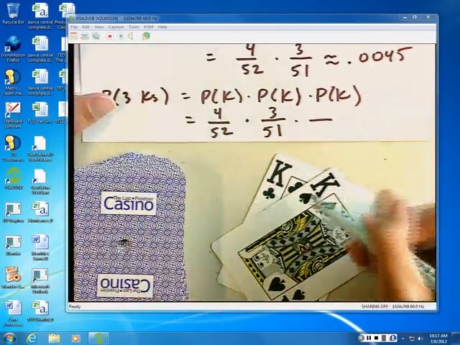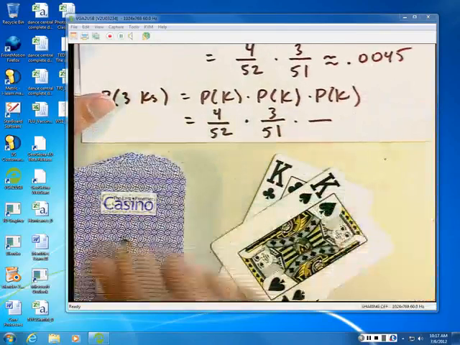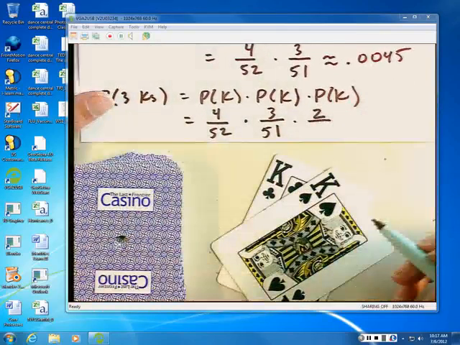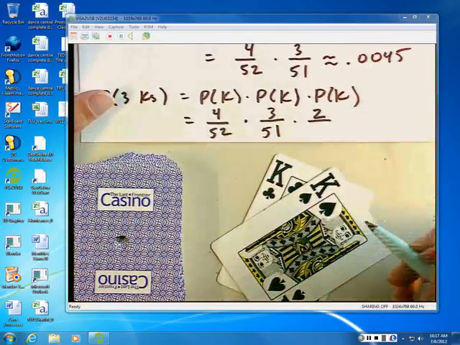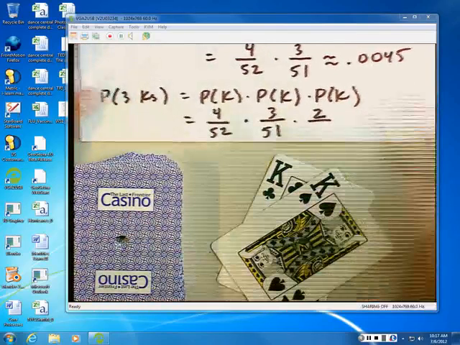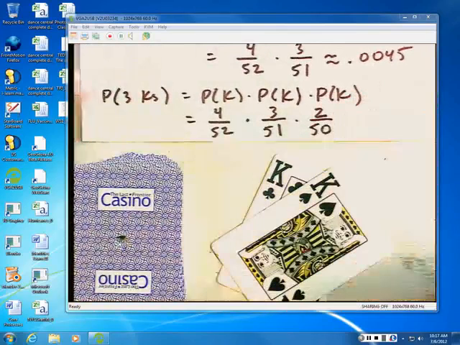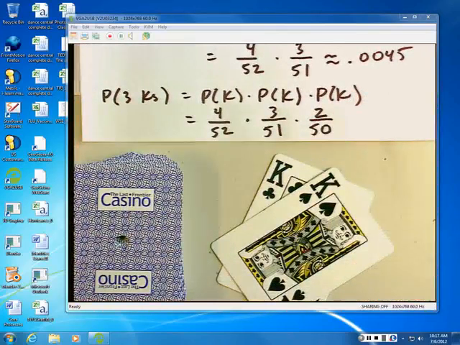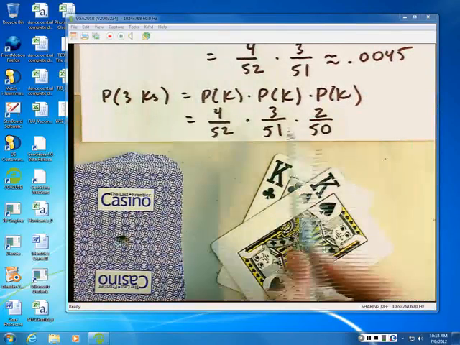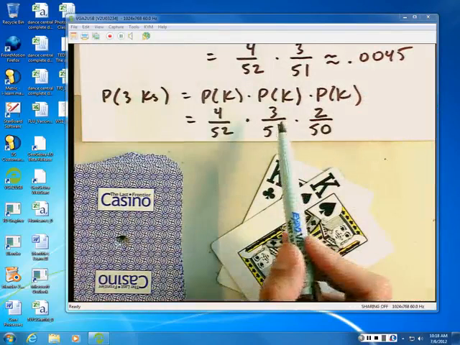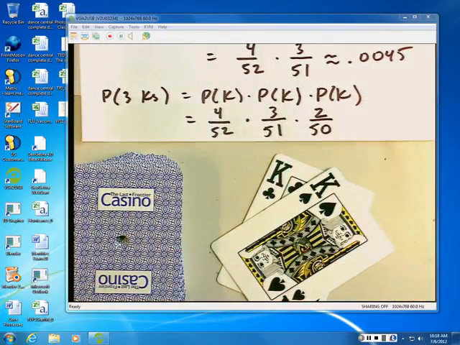Okay, I drew 2. That means there are 2 kings left. How many cards are left? Out of 52, 2 of them are over here. We're not putting them back, so there are 50 cards left. Okay, so let me put this in my calculator. Again, I'm just going to give you the decimal form. Likely or unlikely? Like really unlikely, right? So let me multiply this out.